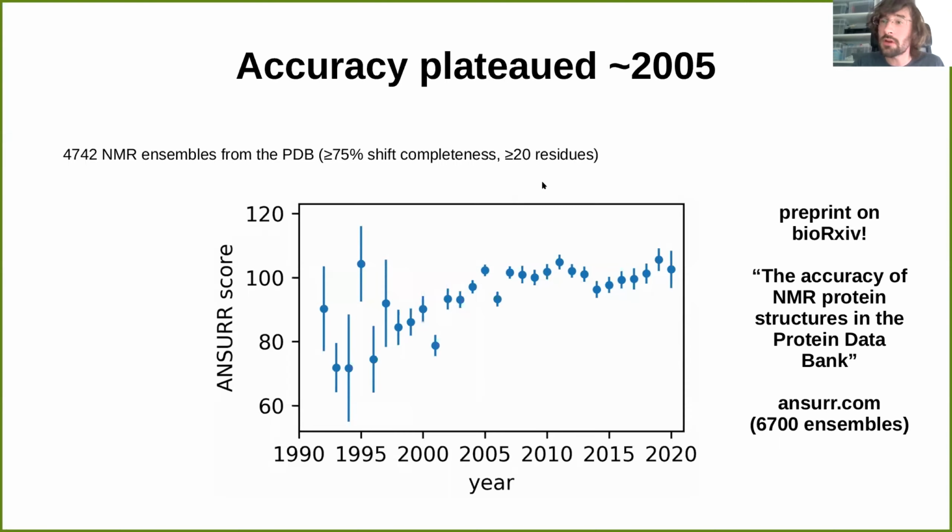So I've just uploaded a preprint on bioRxiv, which looks at this data set in more detail. And to go with it, I've launched a website, which has pre-computed ANSURR output for nearly 7,000 ensembles. So if you have a favorite NMR structure, you can go to the website to see what ANSURR has to say about it. So what am I doing now?